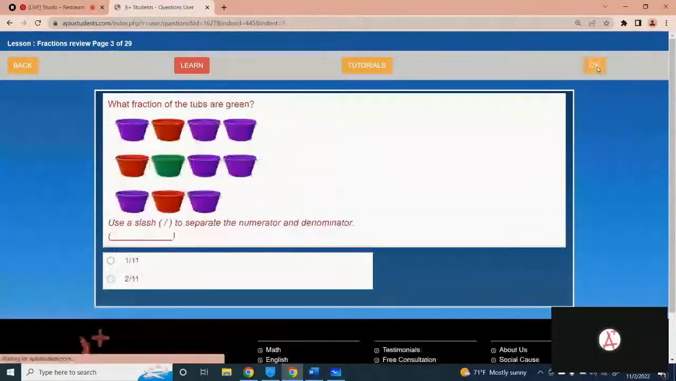Okay, very good. What fractions of the tubs are green? Let's just count the total number of tubs. 1, 2, 3, 4, 5, 6, 7, 8, 9, 10, 11. Total tubs are 11. And out of the 11, just 1 is green. So which is the correct option?